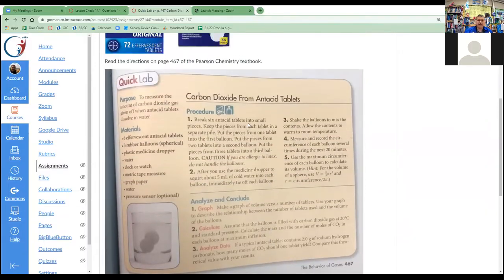The first thing we have to do is break 6 antacid tablets into pieces. So I'm going to go ahead and go to the document camera so you can have a better view of what I'm doing. Okay, so here I am on my desk. Let's see if we could get some stuff going here. Here's the mortar and pestle.